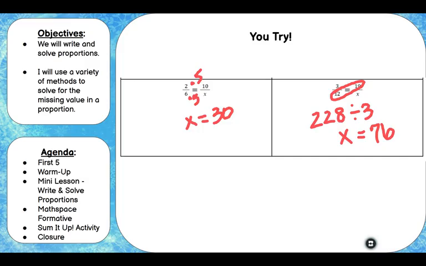All right, that is our notes for today. What you guys are going to do at this point is take a formative in MathSpace, and then for the remainder of class, you're going to be working on an activity. The Sum It Up activity. You are more than welcome to get either scratch paper or a whiteboard and a dry erase marker to show your work.